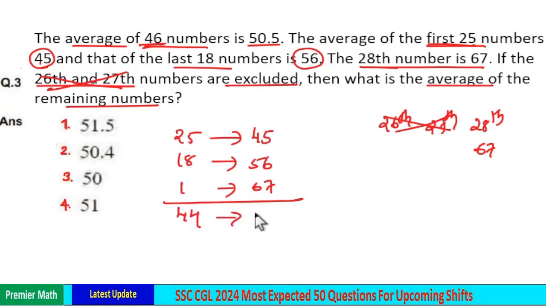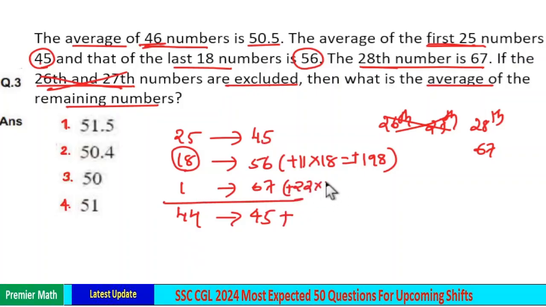Here, if I take common average as 45, the remaining 56 is 11 greater than the common average 45. So this 11 increment in average is for these 18 numbers. So 11 into 18 is the total increment, which is equal to 198. Now here 67 is 22 greater than the common average 45. This 22 is for only one number, so the total increment is 22. Now the overall increment is 198 plus 22, which is 220.